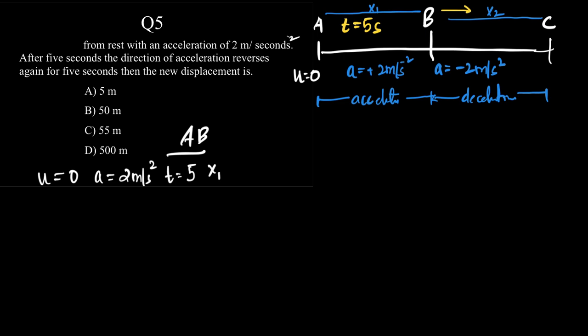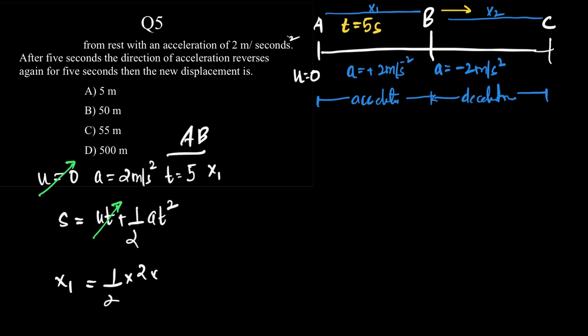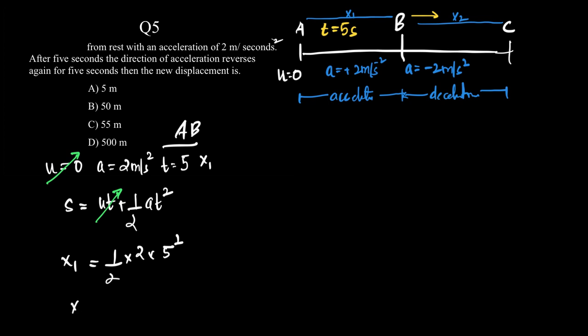Okay. Now, for this motion, what is displacement time relation? S is equal to ut plus half a t square. U is 0, therefore this term gets eliminated. S here is x1, so x1 is equal to half into acceleration is 2 and time is 5, so this is 5 square. So basically what we get is x1 is equal to 25, and since all the units are in meter, acceleration is also in meter per second square, so this x1 is 25 meter.